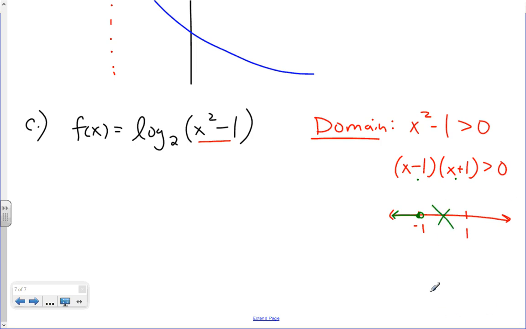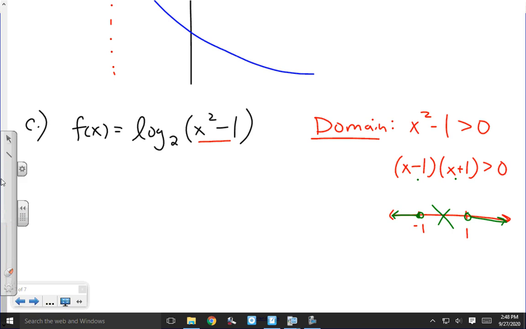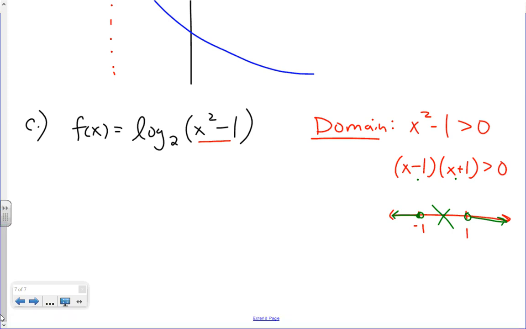Pick a value to the right of 1, like 2. 2 minus 1 is positive. 2 plus 1 is positive. A positive times a positive is going to be positive. So it would look something like this on my number line. In other words, I'm going to end up with x is less than negative 1, or x is greater than 1 as my domain here to consider.